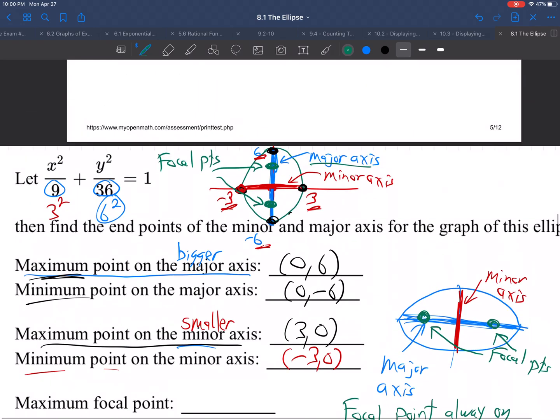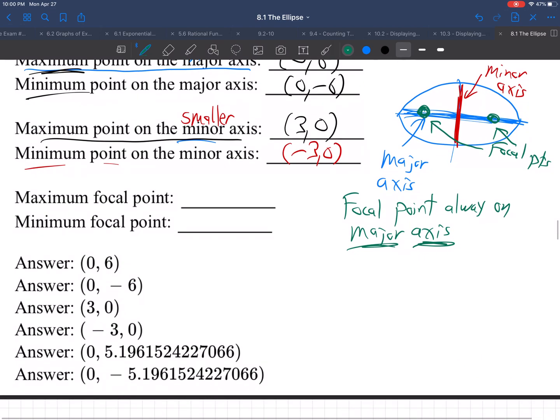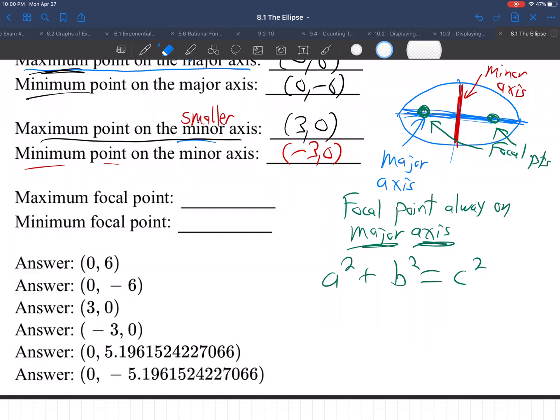Okay, but where exactly are they? How do you find them? Well, there's an equation. It's almost like the Pythagorean theorem. Remember the Pythagorean theorem, a squared plus b squared is c squared? Except there's one small change. You make it a minus in the middle. So this is the focal equation.